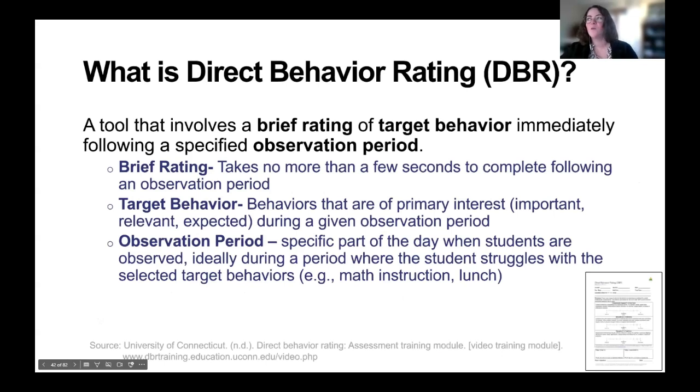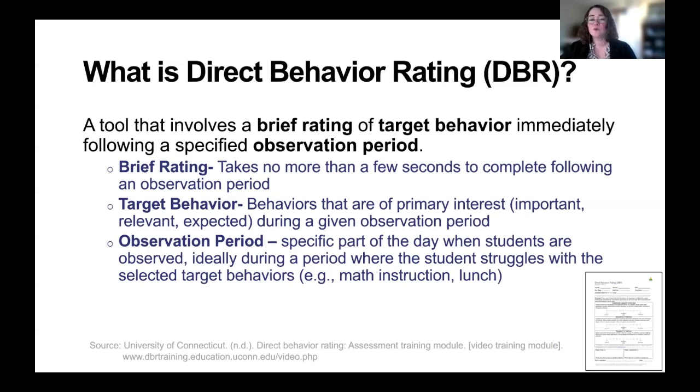Okay, so what is direct behavior rating? Direct behavior rating is a tool that involves three key pieces here. You can see them in bold. We've got a brief rating of a target behavior immediately following a specified observation period, right?